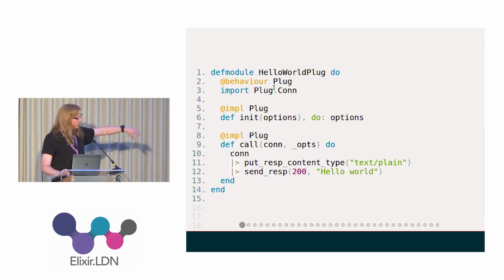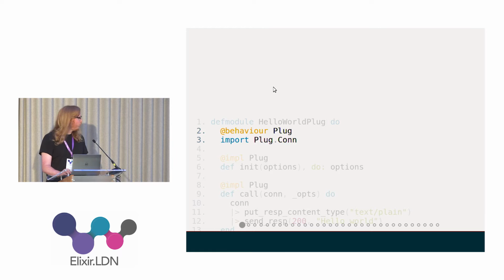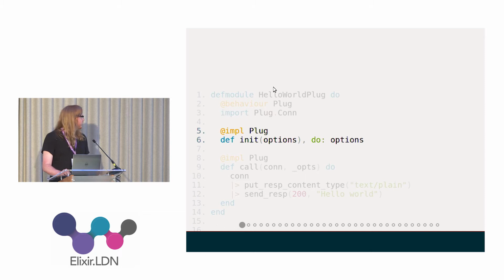So the Hello World plug: you add the behavior module attribute for plug, and it's quite common to import Plug.Conn, so you don't need to write out the fully qualified function name. You can just write send_resp instead of Plug.Conn.send_resp. And then plugs have an init function. I'm using the Elixir 1.5 impl module attribute here that says that this function is an implementation of the callback for this particular module, the Plug module. So that'll warn if for some reason the plug behavior changes. And the init function can be called at compile time as well.